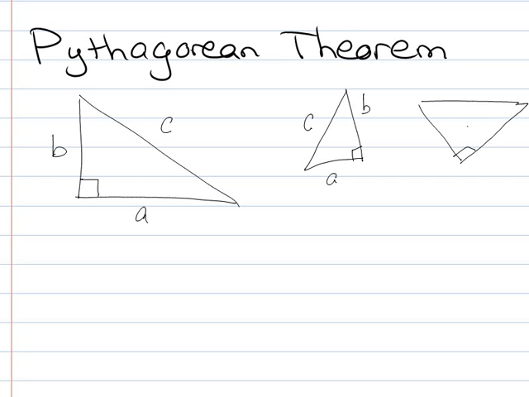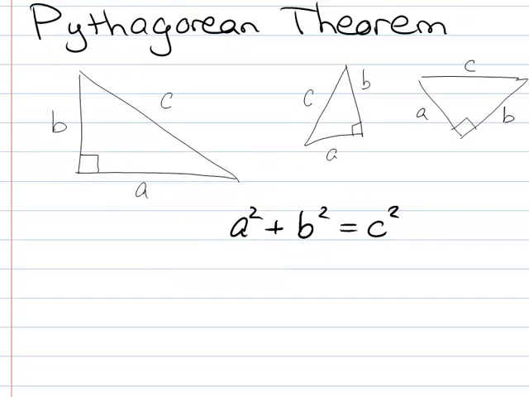The longest side is going to be C, and then the other two sides are A and B. It doesn't matter which one's which. The Pythagorean theorem is that A squared plus B squared is equal to C squared. Got it?